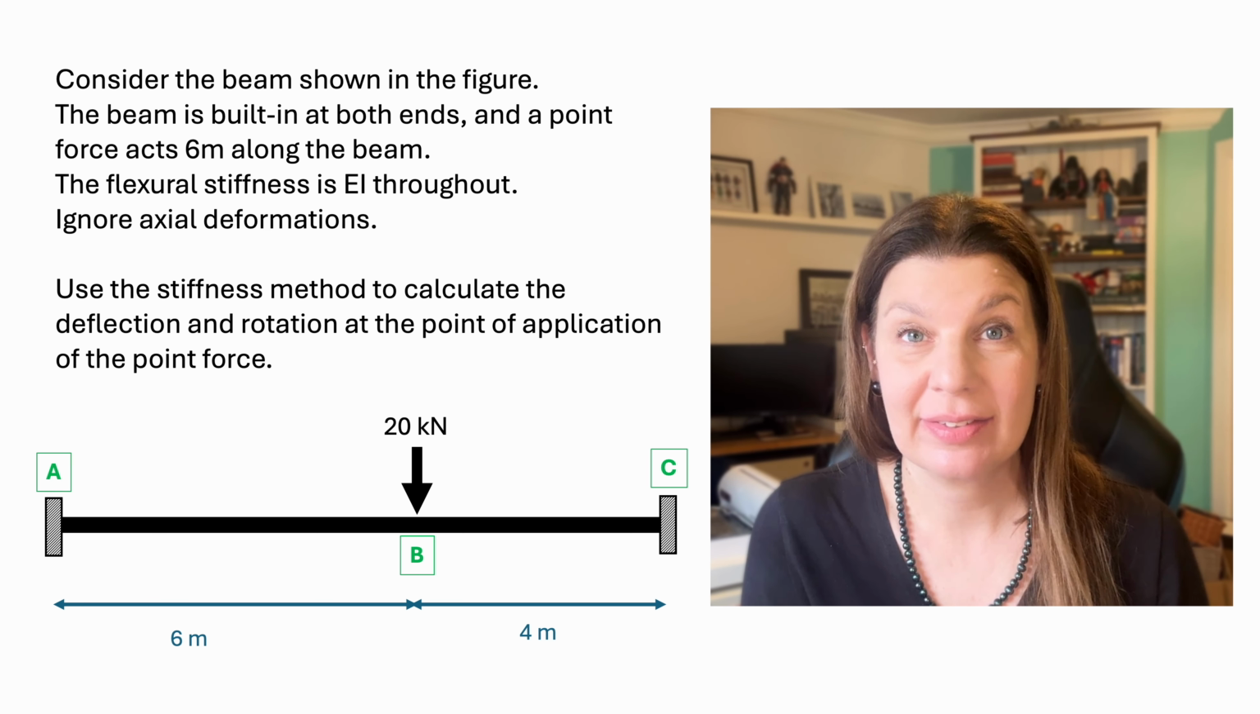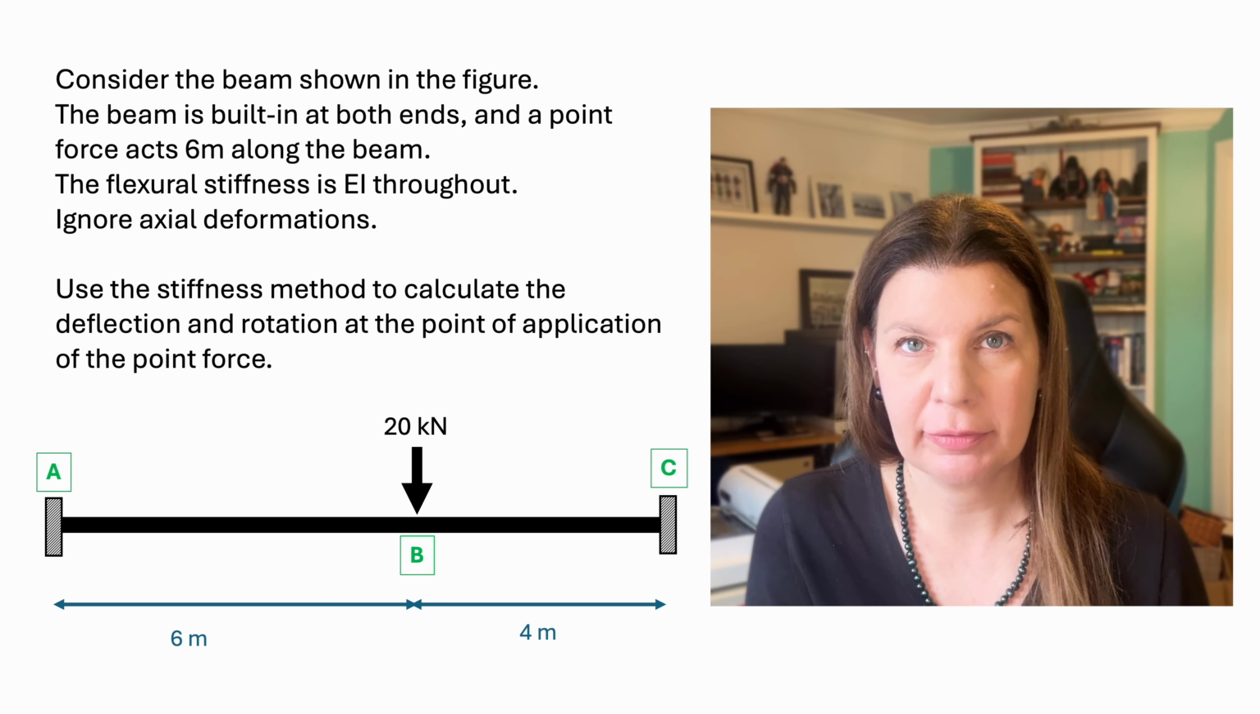And this is the exam question we will be solving in this session. As you can see, it's a beam, it's fixed on either end, and it has a point load. We are told that EI is constant throughout, and we also know that we can ignore axial deformation. In other words, this is axially rigid, and we can use the relevant stiffness matrix. What we need to find is the displacement and the rotation under the point load.